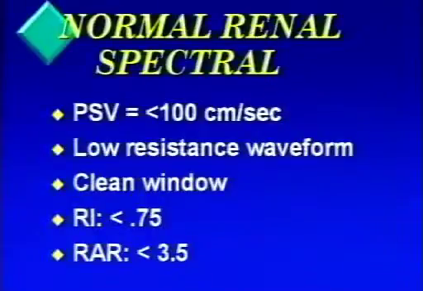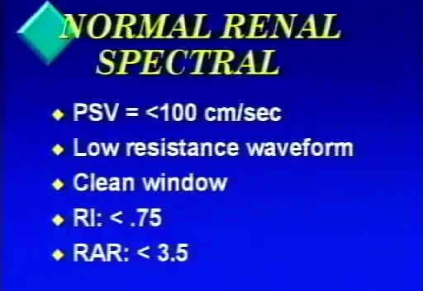Our waveform characteristics should be low resistance in characteristics, and we should see a nice clean window underneath our systolic peak. In addition to the peak systolic velocity measurements, we'll also be doing a resistive index, or RI, and in the normal patient that should be less than 0.75 or 75%. And we'll also be doing a renal to aortic ratio measurement. And that is obtained by taking a peak systolic velocity in the proximal abdominal aorta, and then another peak systolic velocity at the maximum site of stenosis, which will typically be at the origin of the vessel, and calculating a ratio measurement.